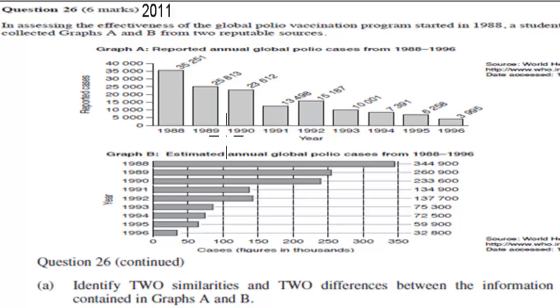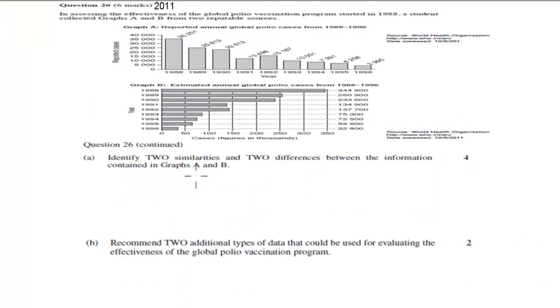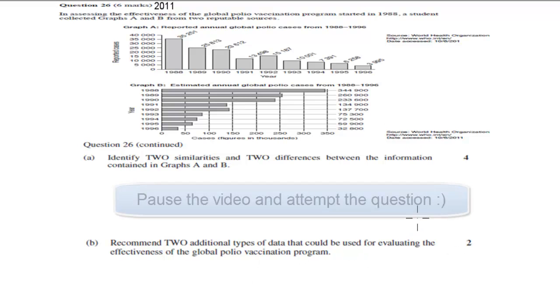The question says: in assessing the effectiveness of the global polio vaccination program started in 1988, a student collected graphs A and B from 2 reputable sources. Graph A shows reported annual global polio cases from 1988 to 1996, and graph B shows estimated annual global polio cases from 1988 to 1996. Question 26 (a): Identify 2 similarities and 2 differences between the information contained in graphs A and B. (b): Recommend 2 additional types of data that could be used for evaluating the effectiveness of the global polio vaccination campaign. So when you're ready, pause the video and attempt the question.